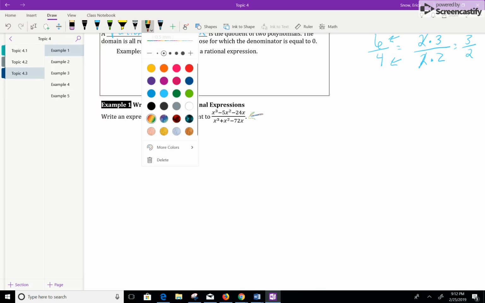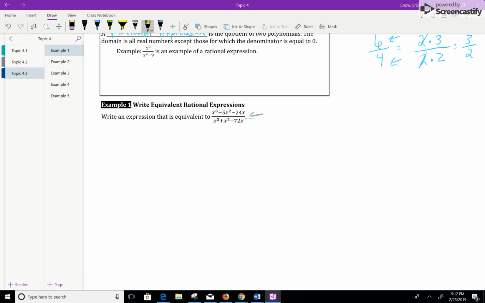So we're going to first look for our GCF, which we have one in the top. We're going to take out x. We get x squared minus 5x minus 24. Then we have x in all three spots on the bottom here. So we have x squared plus x minus 72.